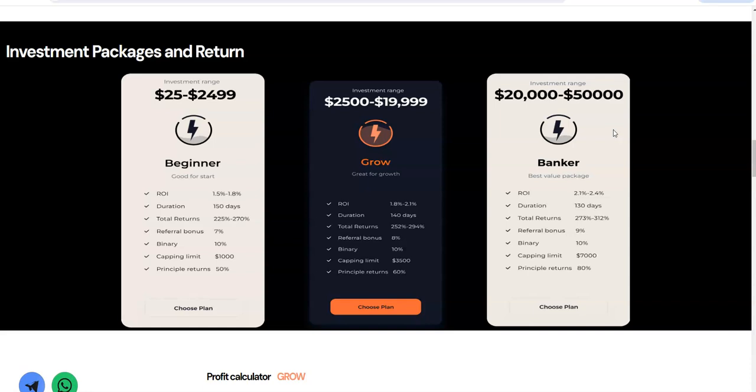So with that, total return at minimum, you're going to make almost 2.5x, right? 225 to 270%, so that's 2.5x on the first plan, beginner. On the secondary plan, you can make 2.5 to almost 3x, meaning three times, so $2,500 minimum. If you put in $2,500, you can earn to hit $7,500, or roughly anywhere between $6,000 to $7,000. It's not quite all the way 3x, but it's kind of there.